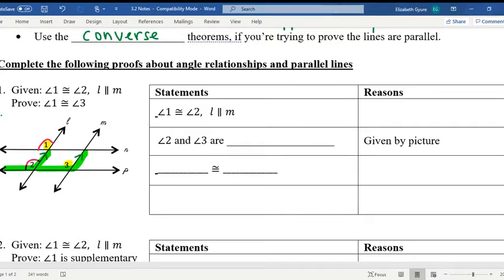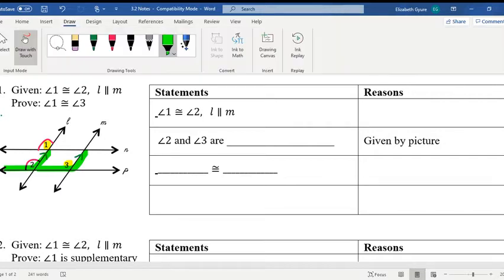What can you say about your corresponding angles if your lines are parallel? They're congruent. So 1 will be congruent to 2, 2 will be congruent to 3, and then if they're both congruent to 2, can we say they're congruent to each other? Yeah, and that's actually a very common thing that happens with these. And that's basically what we're going to do. We just now need to write it down.